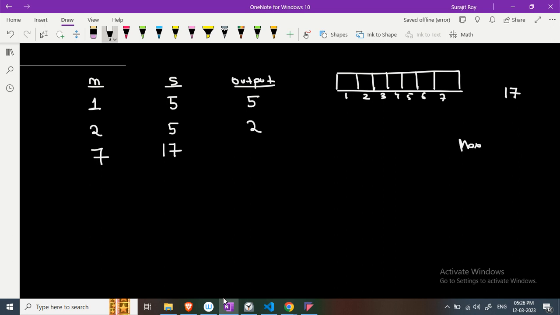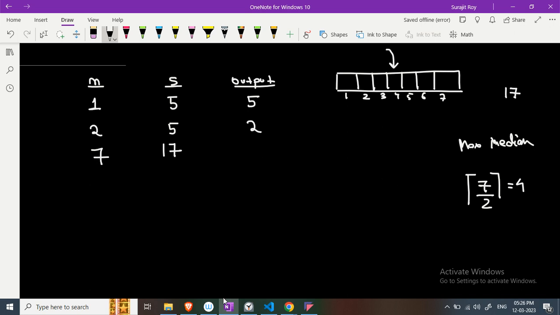Now our target is to maximize the median. How can we do it? First we have to find the median element's position. So 7 by 2 is 3.5, and the ceiling of 3.5 is 4. So my median will lie at position 4.